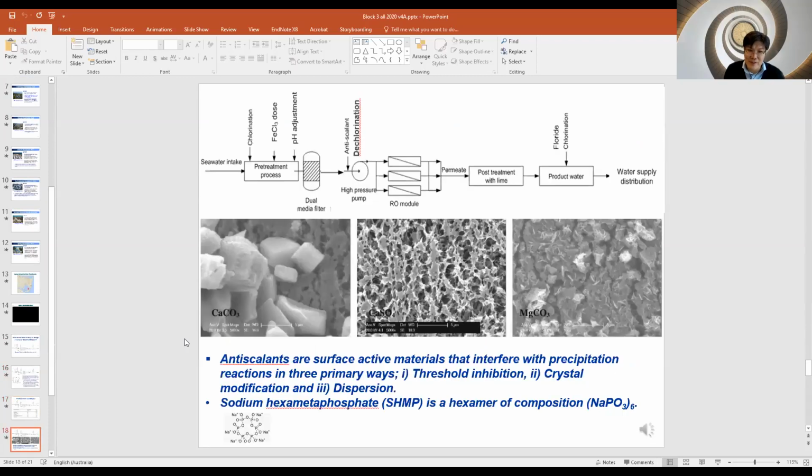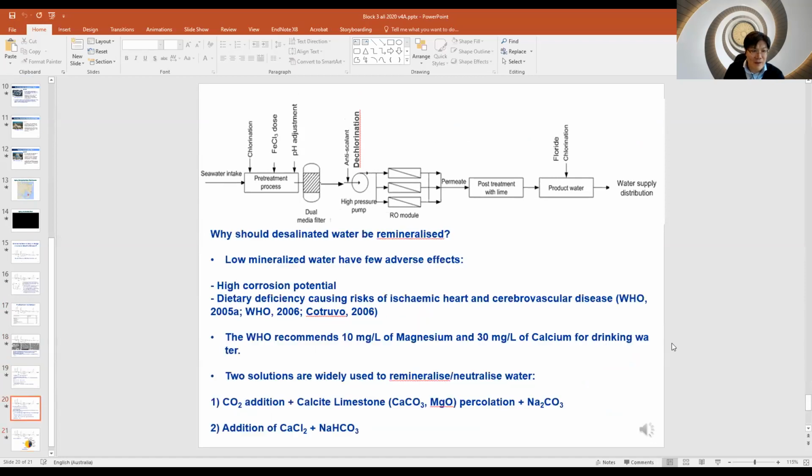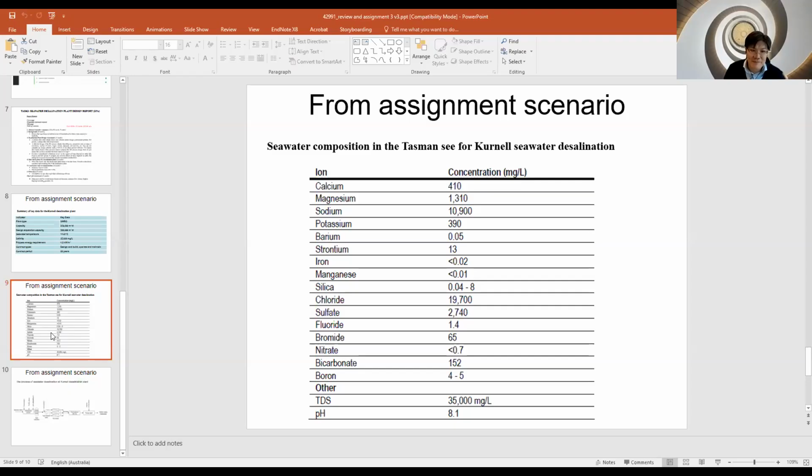That's a very good question, which is relevant to our assignment. I just want to show you again the water quality in seawater. So you mentioned fluoride, right? Yes. So that's the misunderstanding with people.